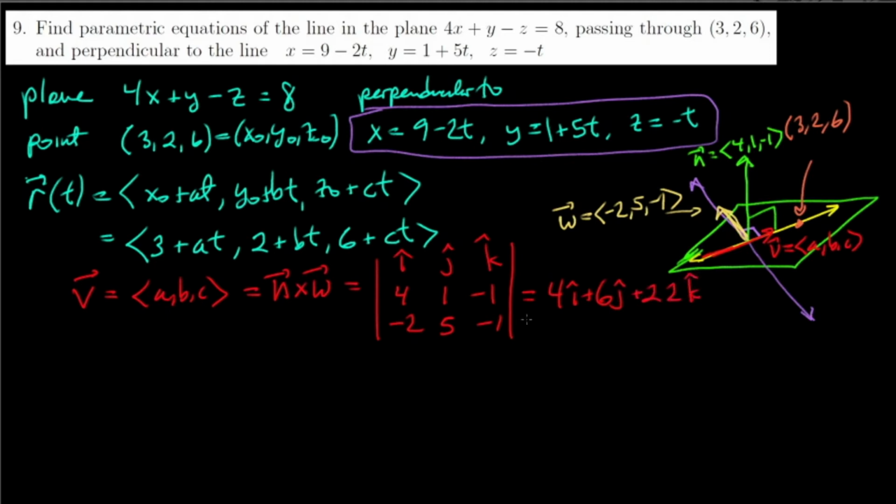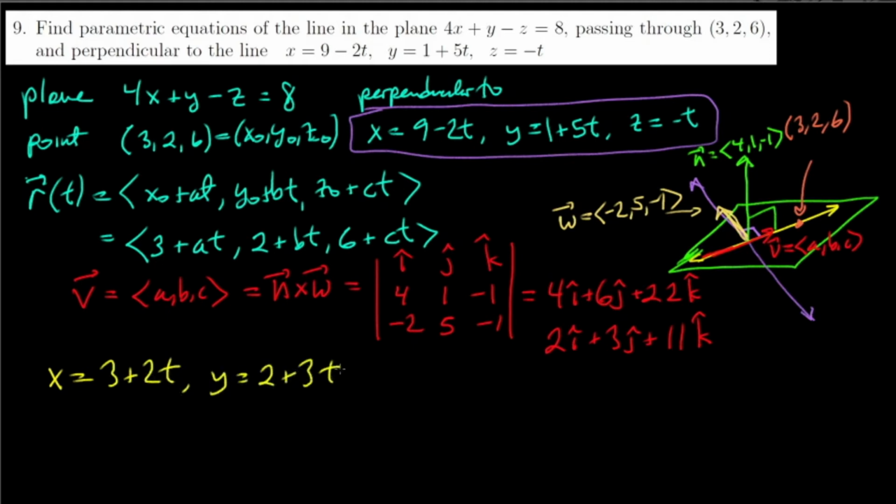And in fact, we can scale this down. We can divide by 2. We don't have to normalize it, but it points in the same direction as this vector here. So I think that should do it, right? x is going to be 3 plus 2t, y is going to be 2 plus 3t, and z is going to be 6 plus 11t.